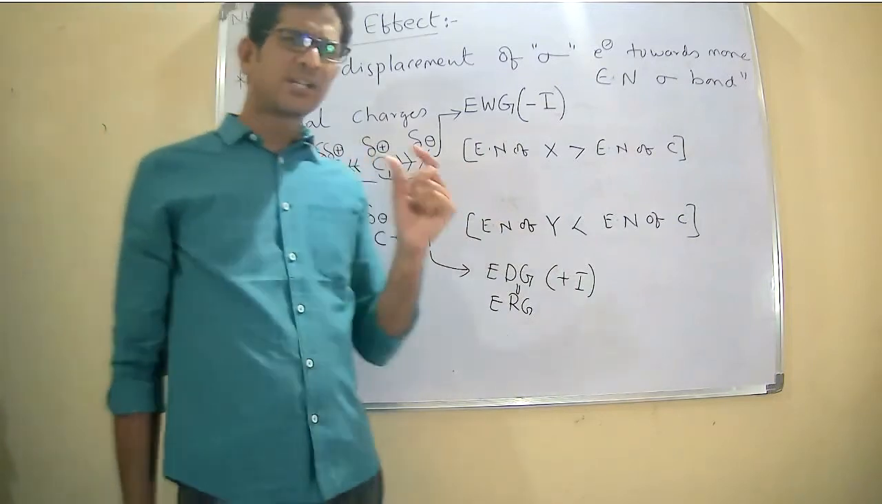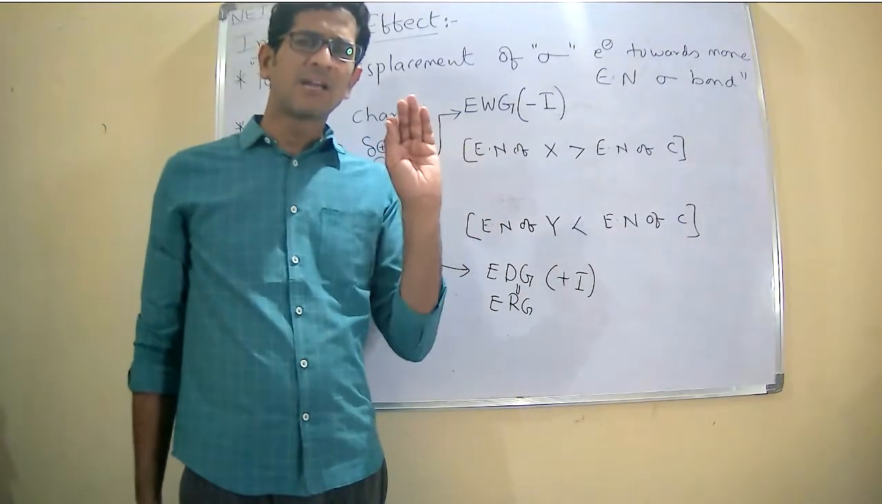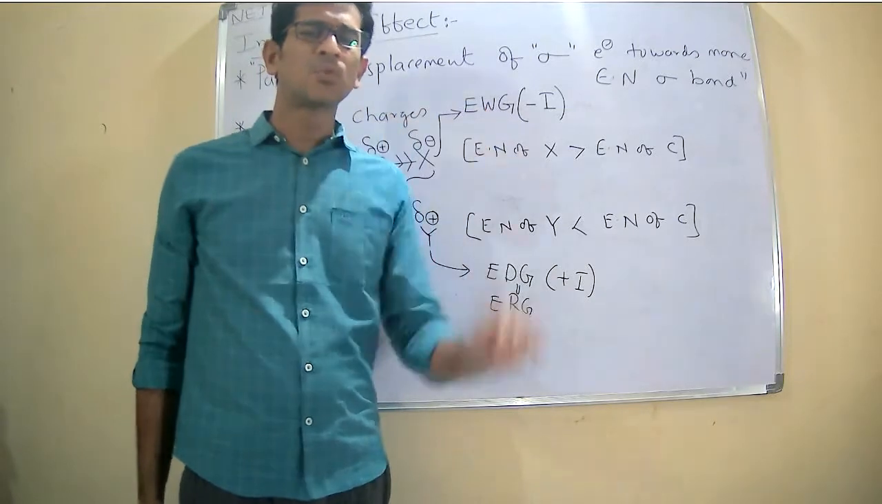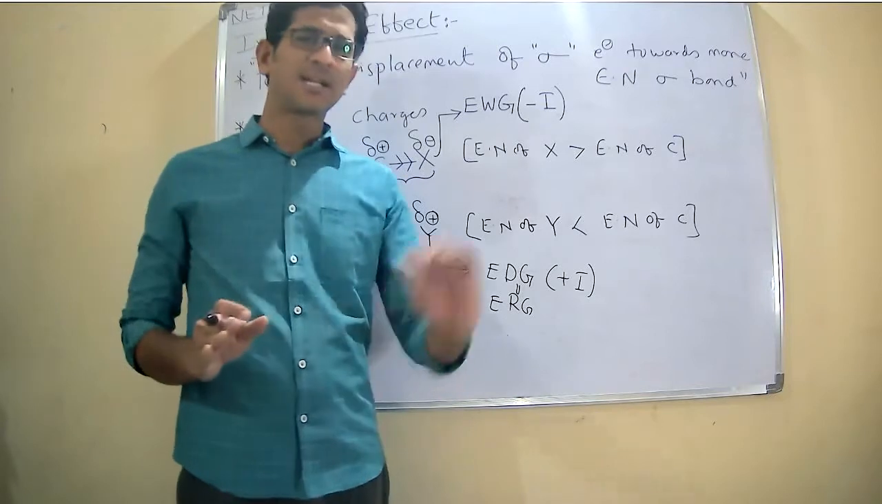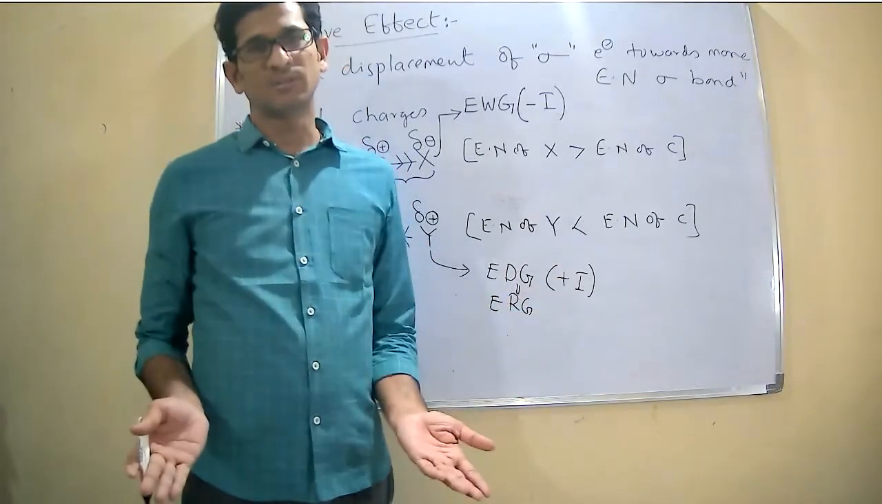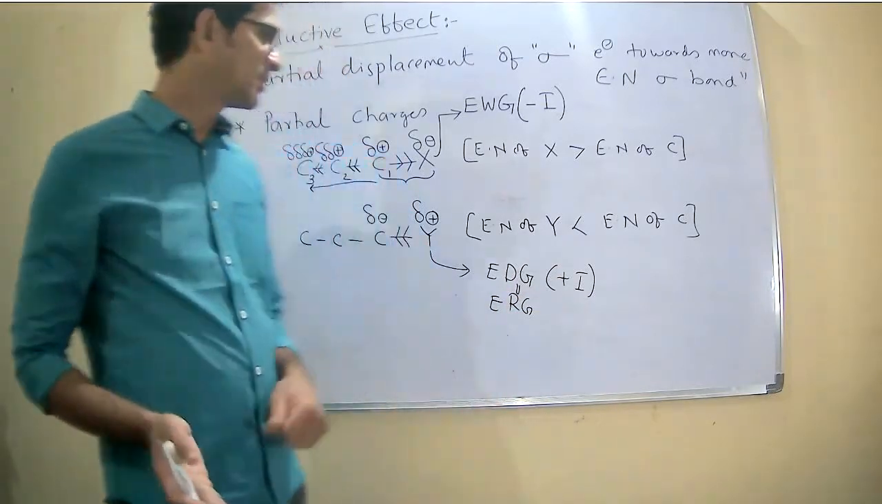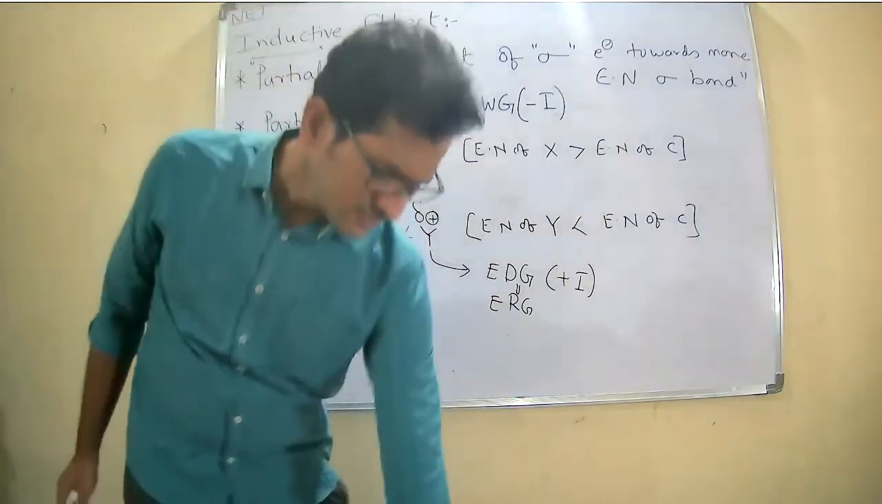The inductive effect in a long chain effectively works up to carbon number 3. Later on, it will be negligible. Okay, next.